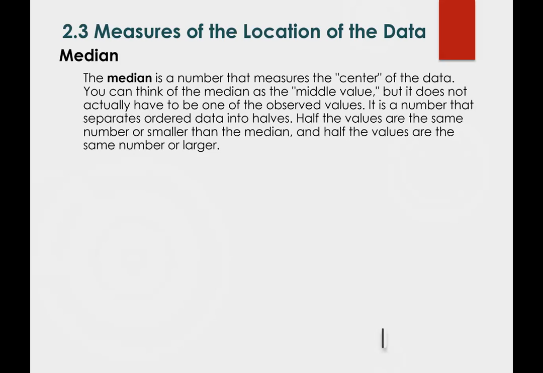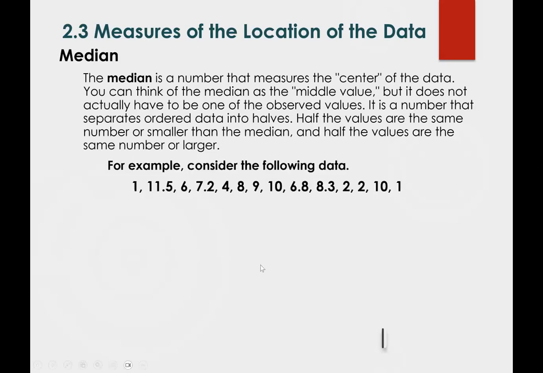Let's see. Next one, measures of the location of the data. Median. The median is a number that measures the center of the data. You can think of the median as the middle value. We've talked a little bit about that already, but it does not actually have to be one of the observed values, because if you have an even number, then you're going to have 2 middle values. So you would average those. Half the values are the same number or smaller than the median, and half the values are the same number or larger than the median.